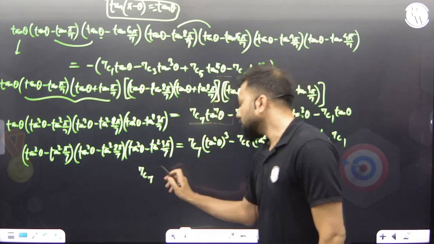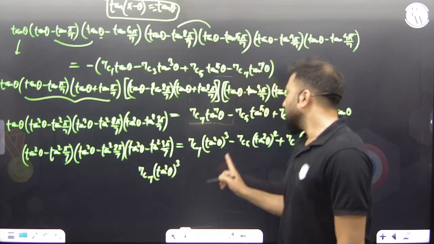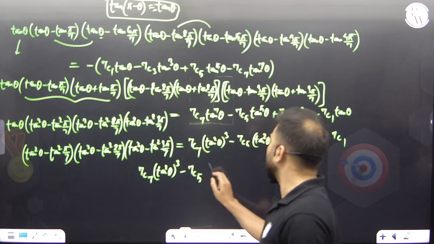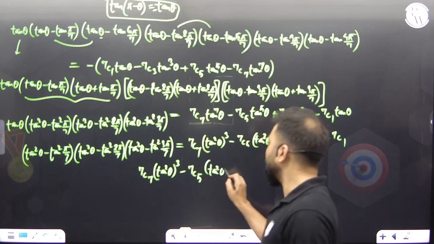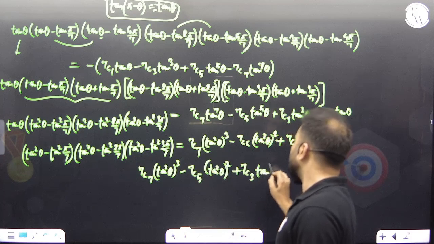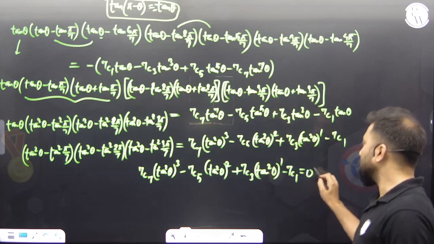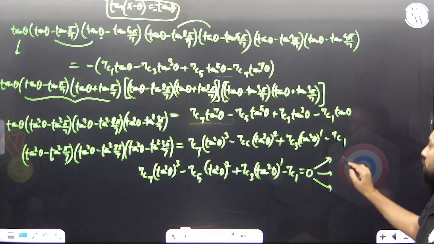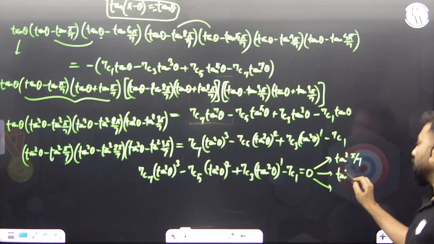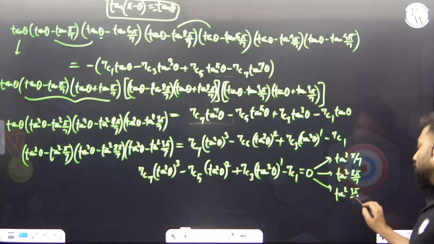So I can consider this equation as 7C7 (tan²θ)^3 minus 7C5 (tan²θ)^2 plus 7C3 tan²θ minus 7C1 equals 0, having solutions tan²(π/7), first one, then tan²(2π/7), and then tan²(3π/7).